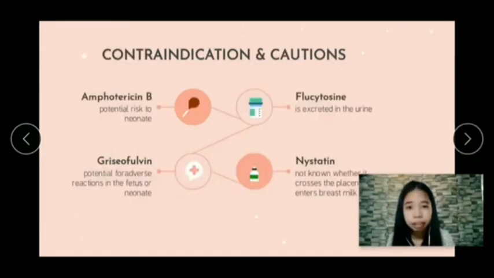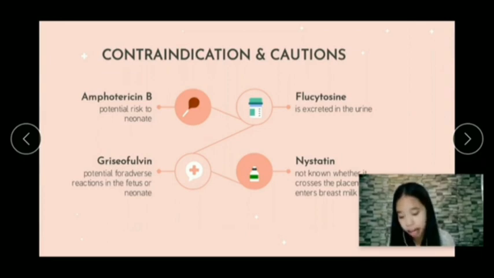Amphotericin B has been used successfully during pregnancy, but it should be used cautiously. Since it crosses into breast milk, it should not be used during lactation because of the potential risk to the neonate. We know that flucytosine is excreted primarily in the urine, so extreme caution is needed in the presence of renal impairment because drug accumulation can occur. Because of the potential for adverse reaction in the fetus or the neonate, griseofulvin should be used during pregnancy and lactation only if the benefits clearly outweigh the risks.